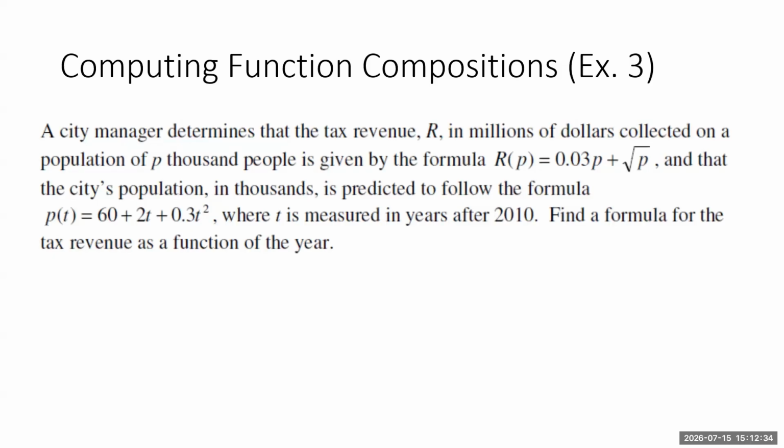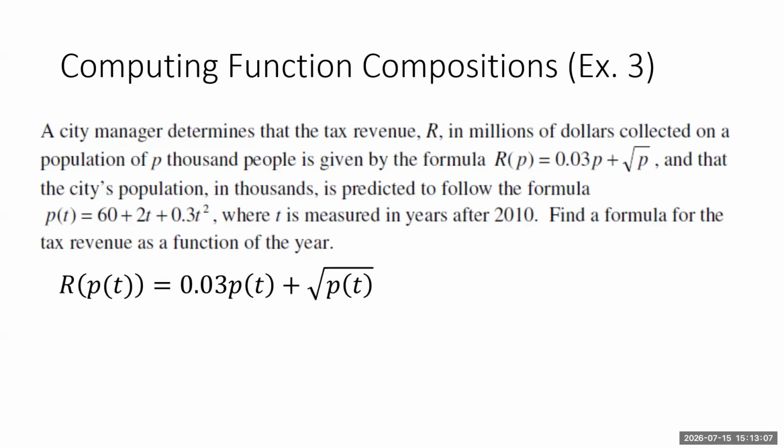Computing function compositions, example 3. A city manager determines that the tax revenue, R, in millions of dollars collected on a population of p thousand people is given by the formula R of p equals 0.03p plus the square root of p. And that city's population, in thousands, is predicted to follow the formula P of t is equal to 60 plus 2t plus 0.3t squared, where t is measured in years after 2010. Find a formula for tax revenue as a function of the year.